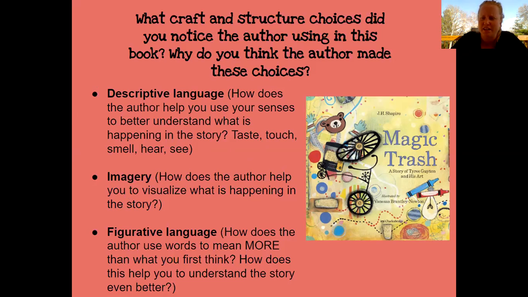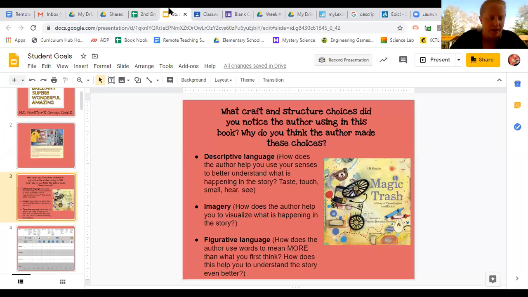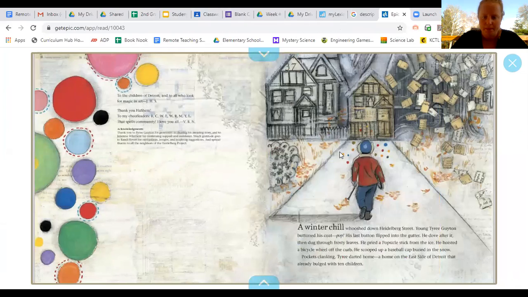It might seem kind of silly because we're not going to taste the book or touch the actual book or things in the book, but authors can use words to help us think about what something smells like or what something tastes like. So let's look for how the author helps us to use our senses to better understand what's happening in this story. I'm going to read you the first couple pages of the story, and then you can go ahead and read it on your own.